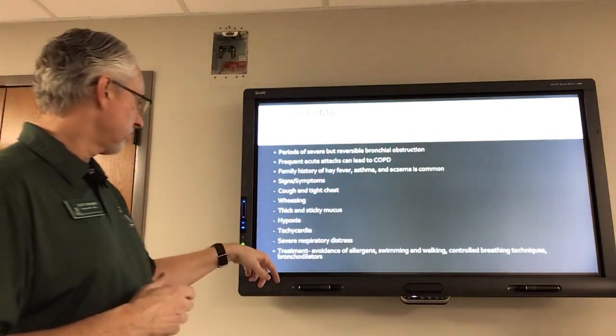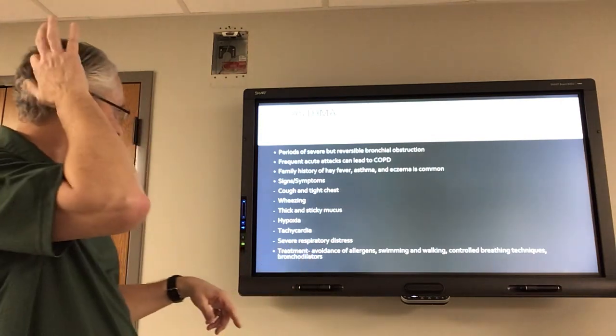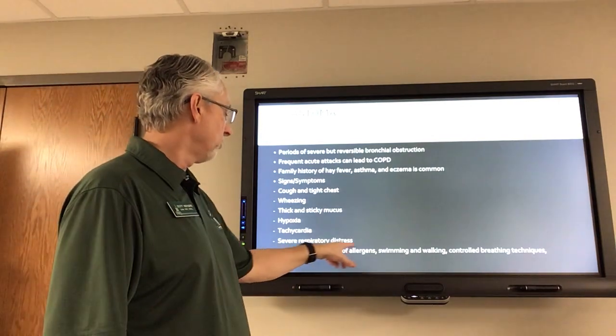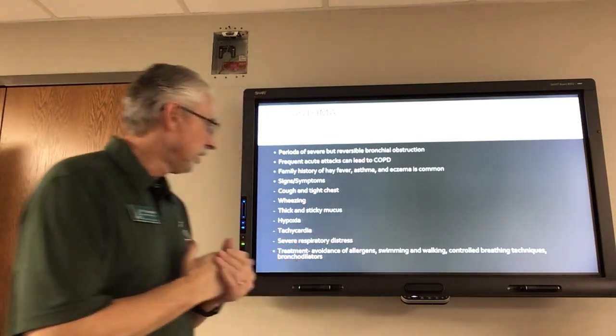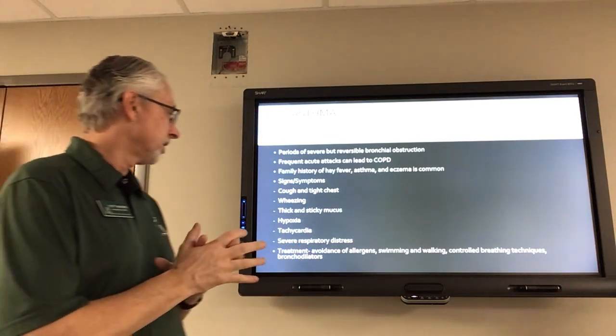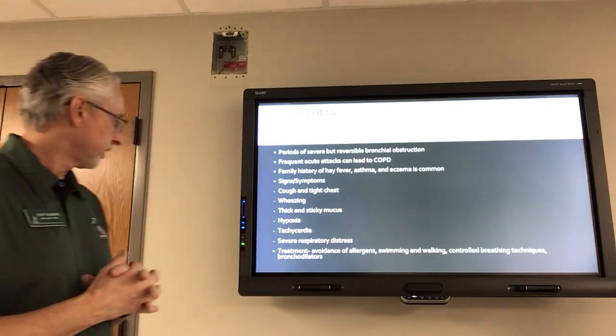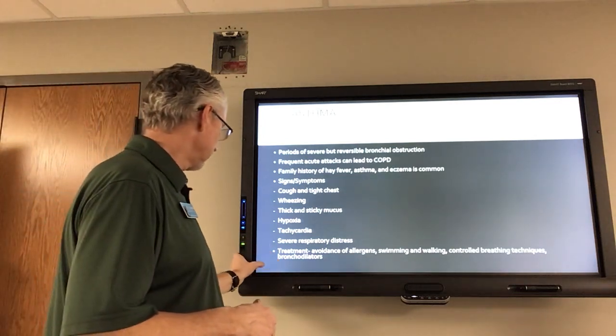Severe respiratory distress. So people with asthma want to avoid allergens. They want to avoid swimming and walking, anything that triggers their asthma. Controlled breathing techniques and bronchodilators.